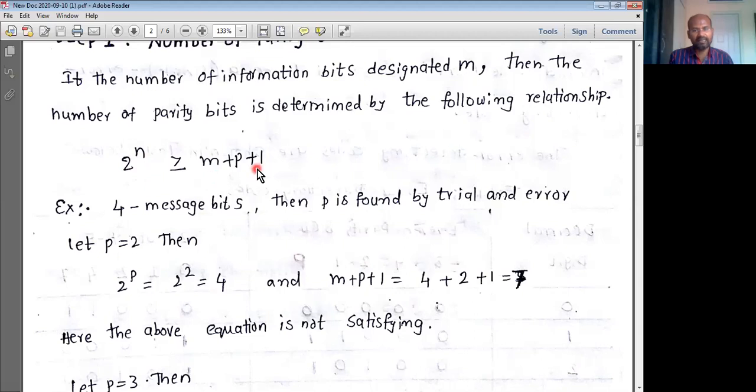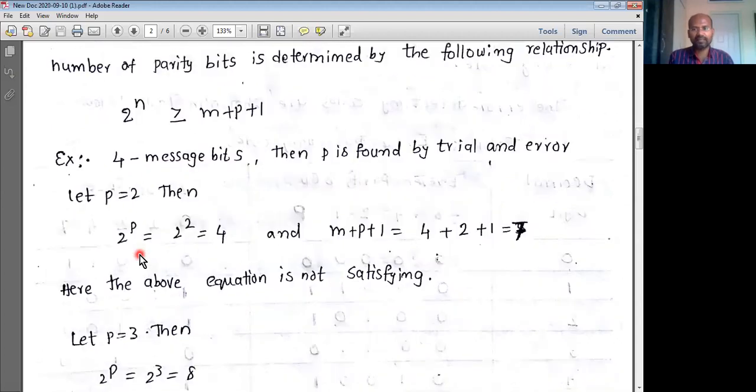Let's calculate this side also. m is the number of message bits, which in this example is 4, and p is 2, plus 1. 4 plus 2 plus 1 is 7. So this side we have 4, and this side we have 7. Is 4 greater than or equal to 7? No. So assuming p to be 2 is false. It is not true, so let's give another try.